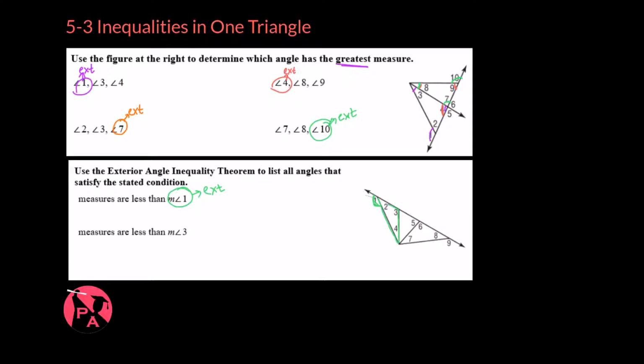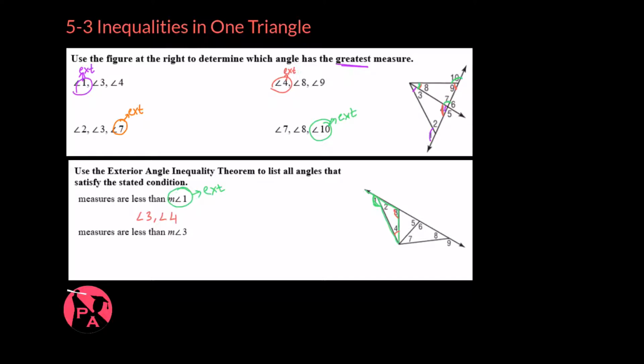So when we just look at this triangle, we need to identify the remote interior. Right now, in this triangle, we have three interior angles, these three. But this one is not remote because it's right by angle 1. But these two are the remote interior angles. So that's why they are going to be less than angle 1. These two are going to be less than angle 1: the measure of angle 3 and the measure of angle 4.